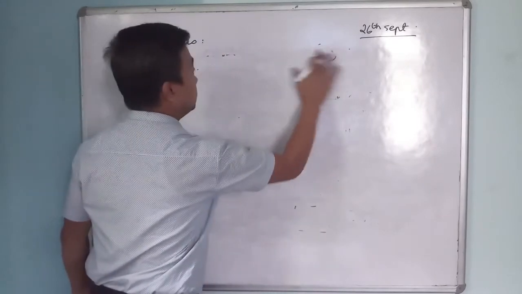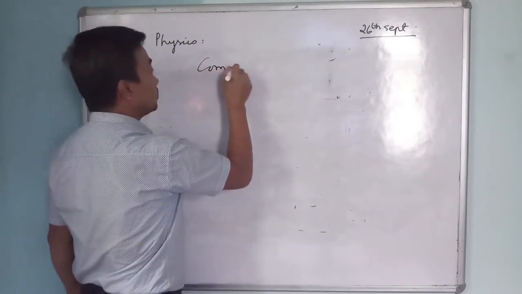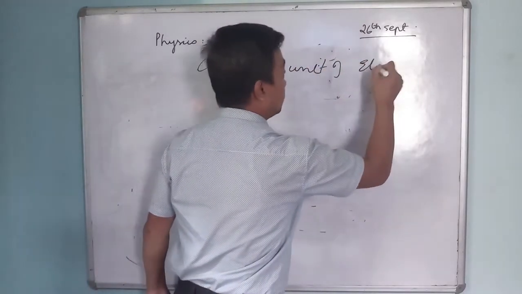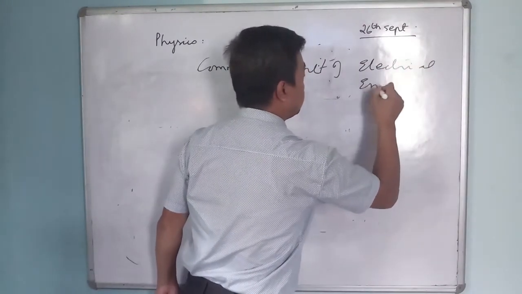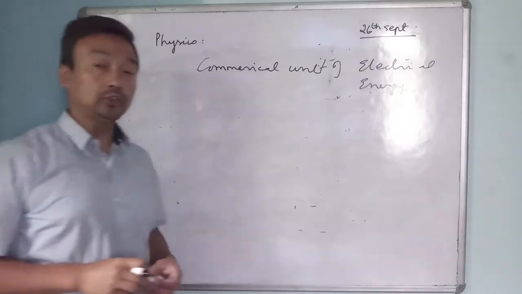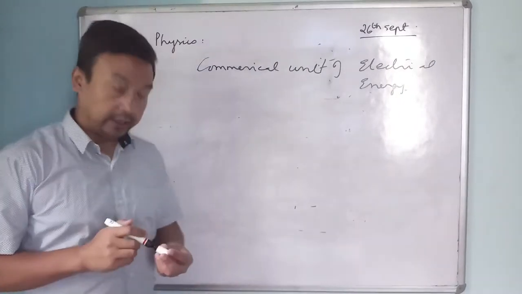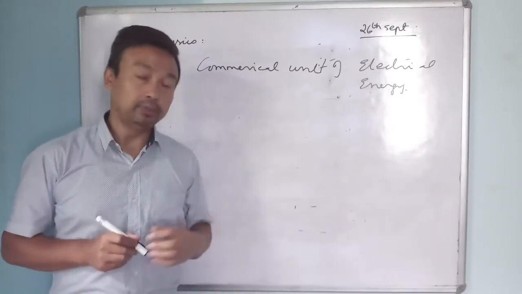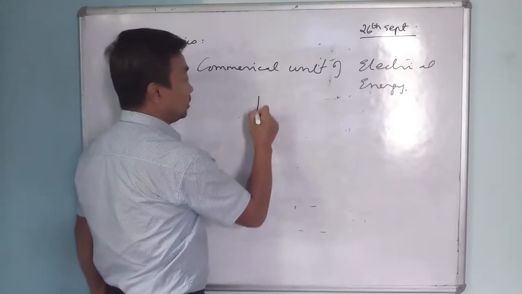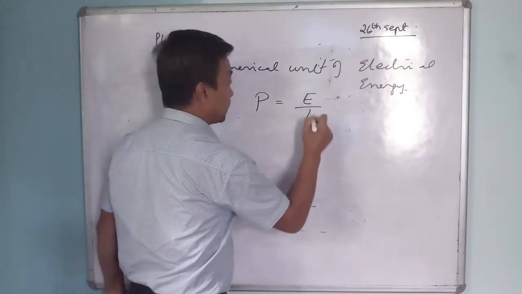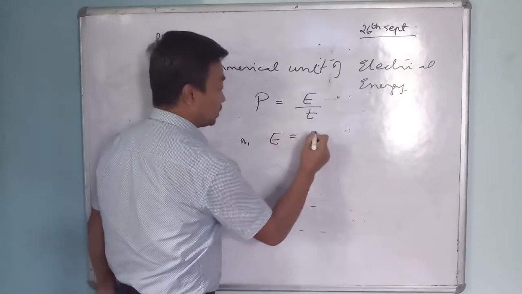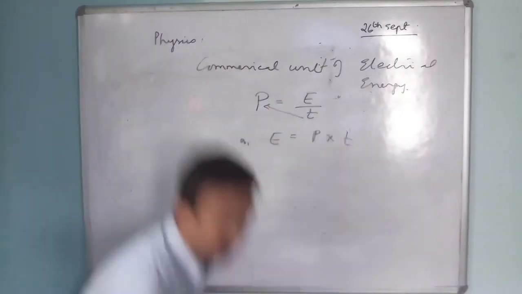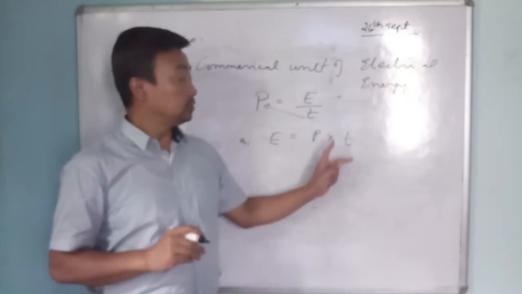So the next topic is the commercial unit of electrical energy. All this electrical energy is consumed by these appliances, which are in very much use in our day-to-day life on a daily basis. We have just learned that power is energy by time, or we can also write energy as power into time, PT.